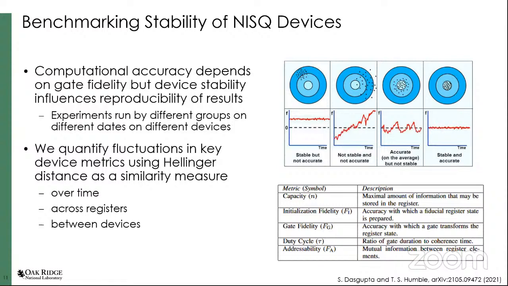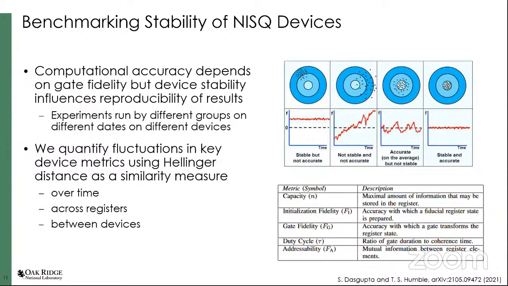By contrast, at the far right, you can have something that is stable and accurate, in which not only are you clustered together in a tight ring, but you're also focused on where the target or the bullseye is located. When we take these same types of ideas and apply them to the device metrics of today's quantum computers, noisy intermediate scale quantum devices, we can see that there are in fact fluctuations in these device metrics that may undermine the idea of stability.